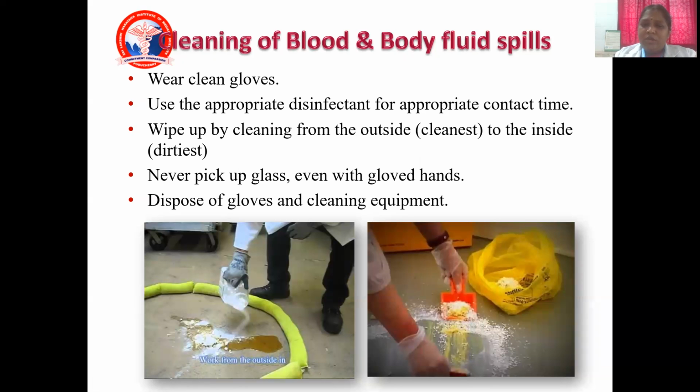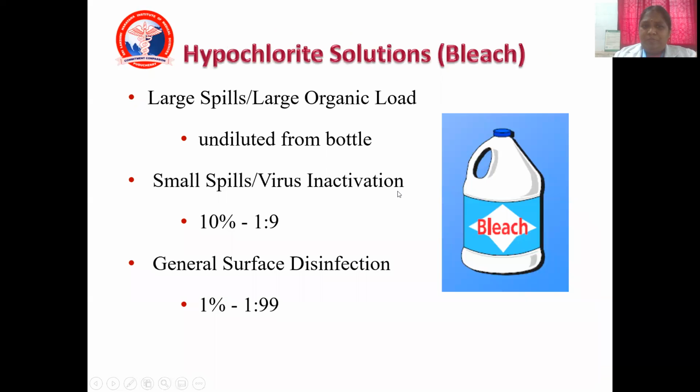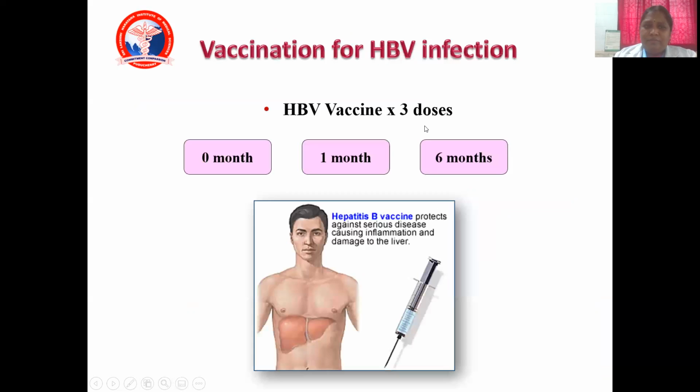From the cleanest part to the dirtiest part, you contain the infection. Never pick up broken glass even with gloved hands. Just take it with cardboard or plastic items and dispose of it in the yellow bags. After cleaning everything, dispose of the gloves and cleaning equipment. For large spills, you can use undiluted bleach from the bottle. For small spills, you can dilute to 10%. For general surface cleaning, you can use 1% bleach. This bleach is a superman in cleaning all the equipment. Bleach is nothing but sodium hypochlorite.